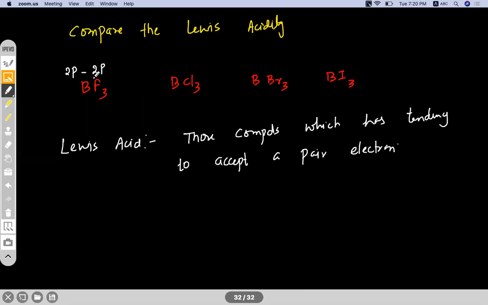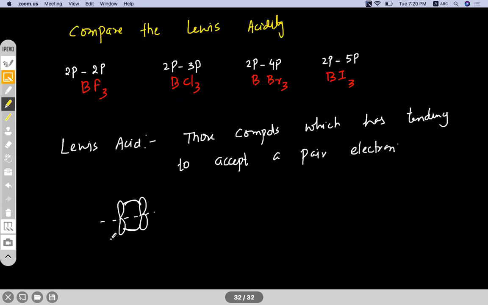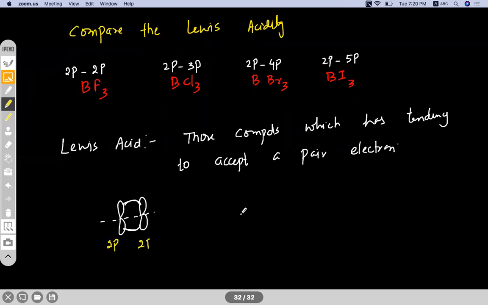So if you look at these molecules, in BF3, the boron has a 2p orbital, fluorine has a 2p orbital. Means 2p-2p overlap we have here. Here we have 2p-3p overlap, 2p for boron, 4p for bromine, 2p for boron, and 5p for iodine. What do you mean by this? When the orbital size is comparable, then the overlap is easy and the extent of overlapping is maximum. Suppose it is 2p-2p overlap here, and suppose we have 2p-3p overlap is something like this.